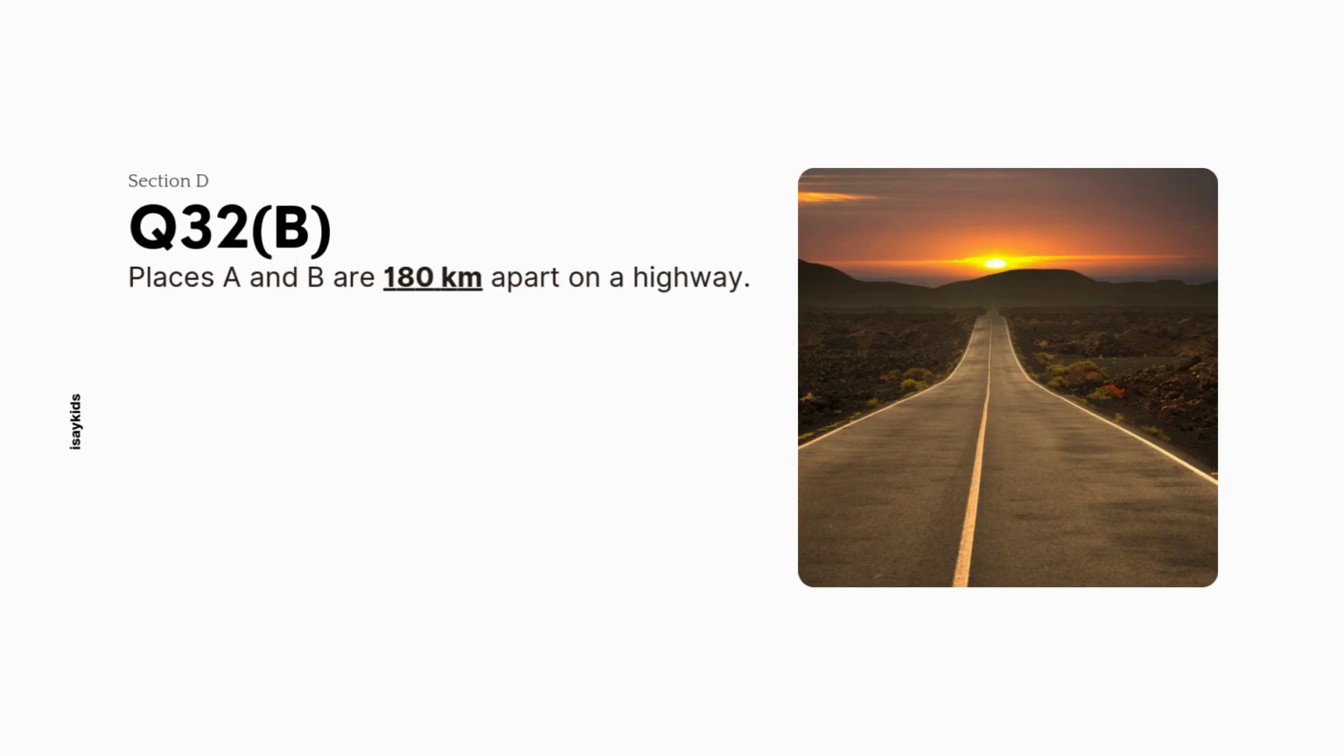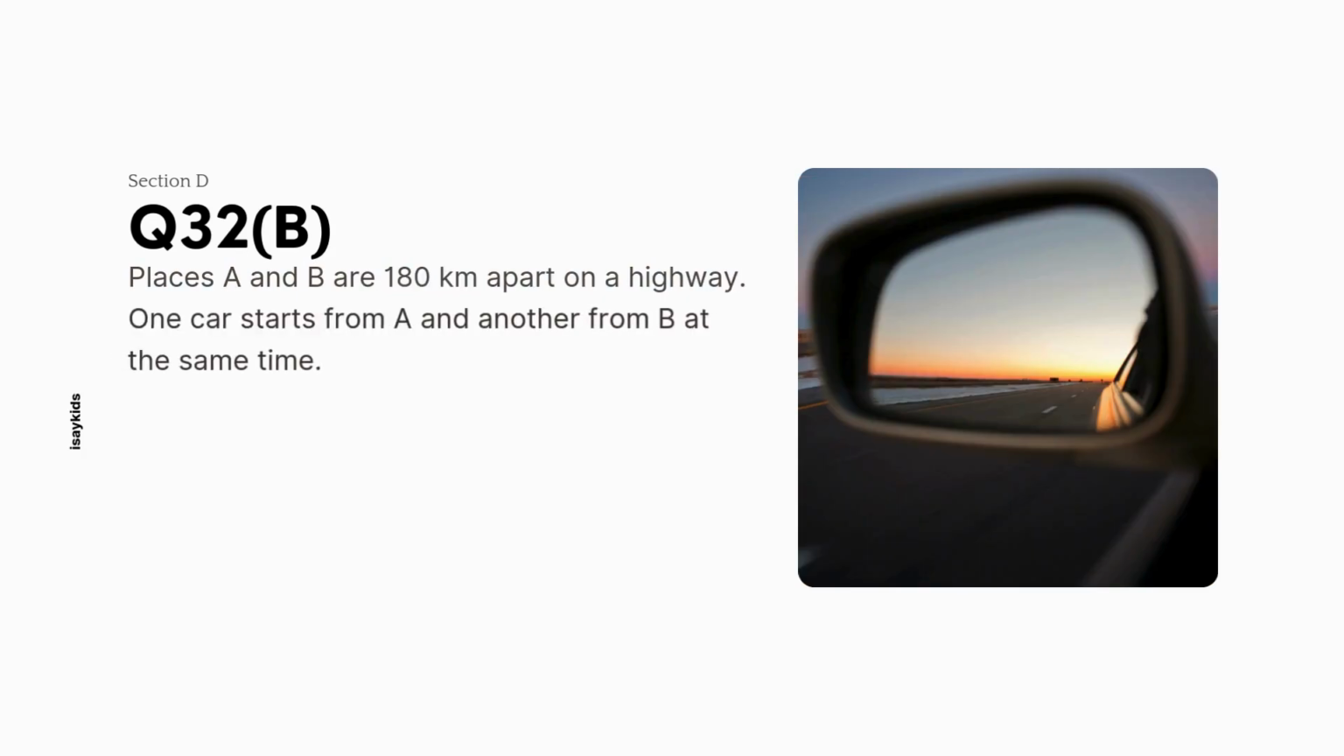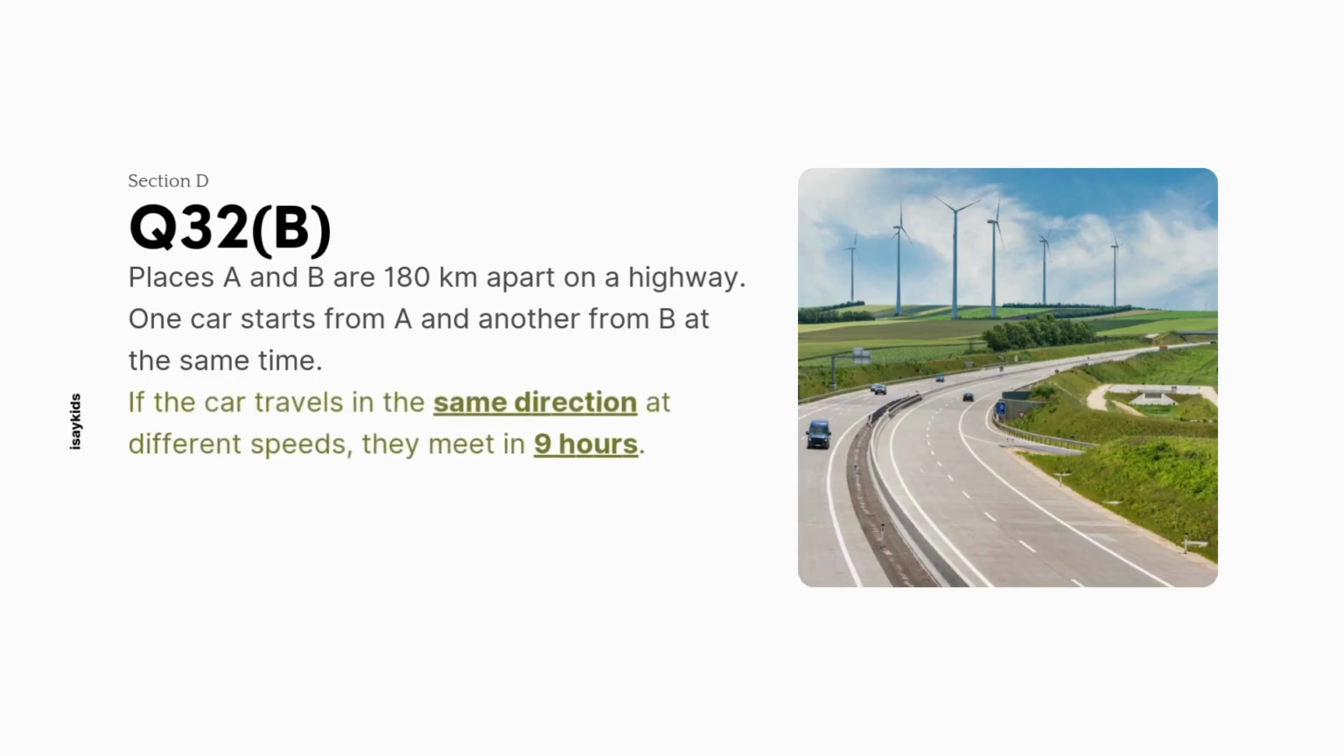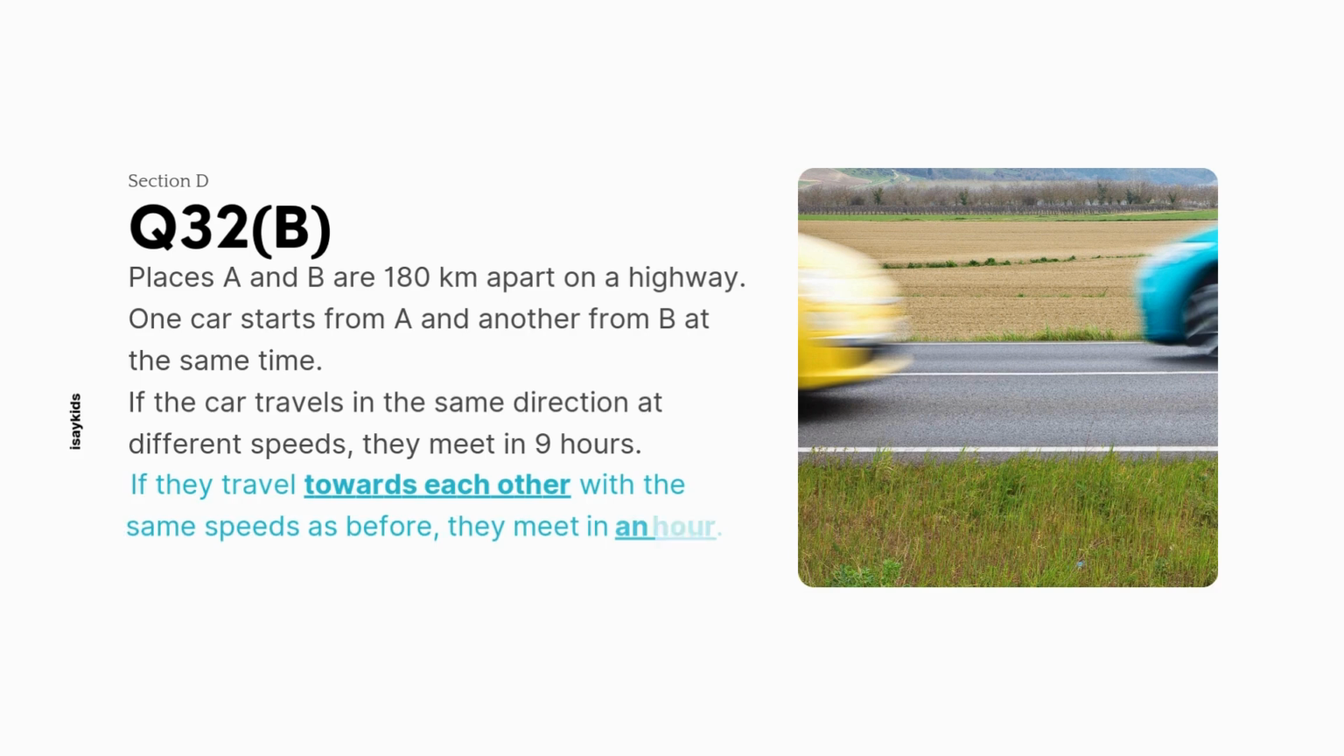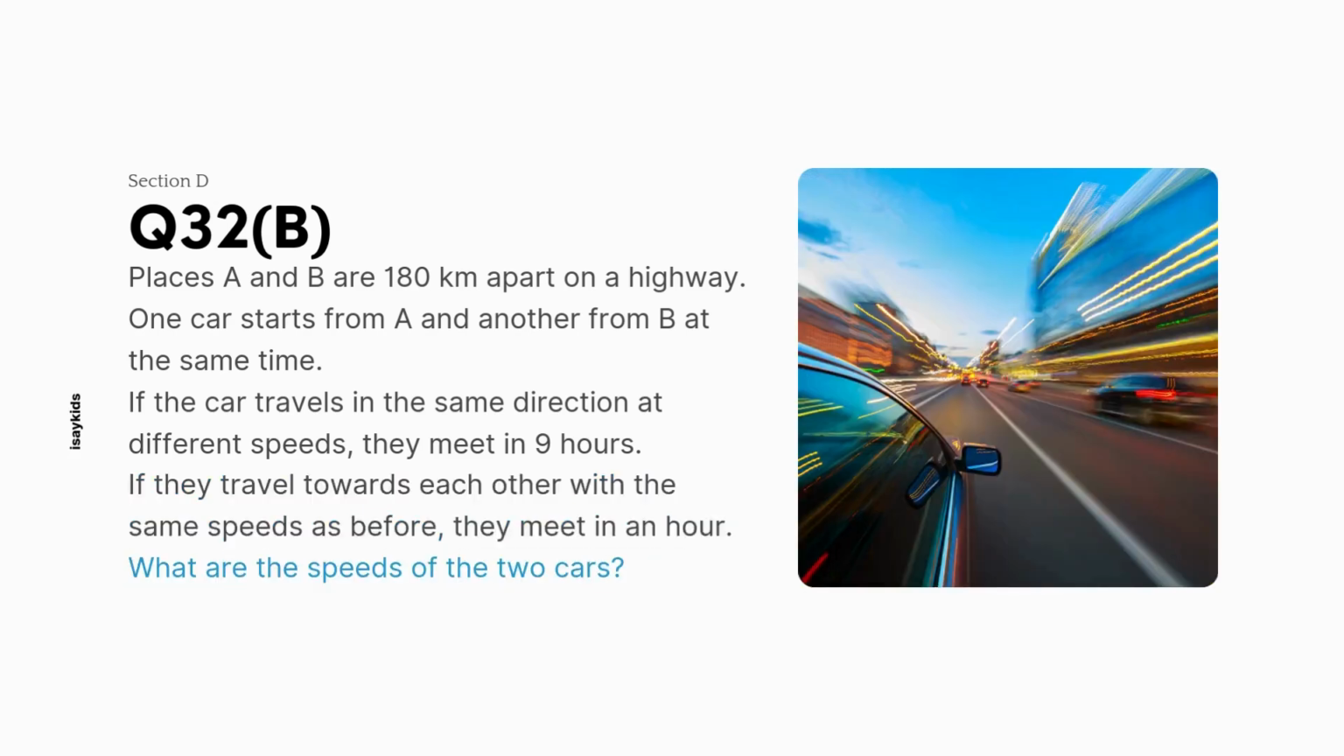Places A and B are 180 km apart on a highway. One car starts from A and another from B at the same time. If the cars travel in the same direction at different speeds, they meet in 9 hours. If they travel towards each other with the same speeds as before, they meet in an hour. What are the speeds of the two cars?